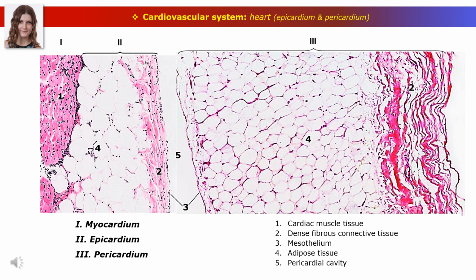The tunica externa of the heart, the epicardium, is represented by a layer of dense fibrous connective tissue covered with mesothelium. It passes into the heart sac, the pericardium, of a similar structure. Between the epicardium and pericardium there is a slit-like cavity filled with a small amount of fluid that performs a lubricating function. In the connective tissue of the epicardium and pericardium, fat cells and branches of the coronary vessels are found.